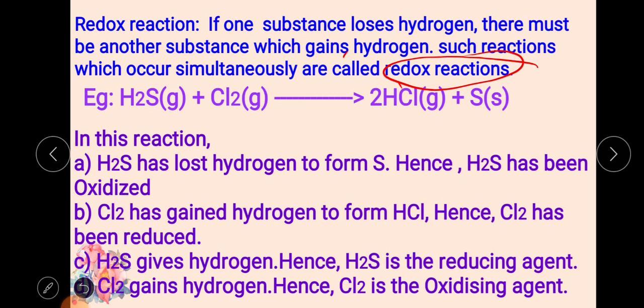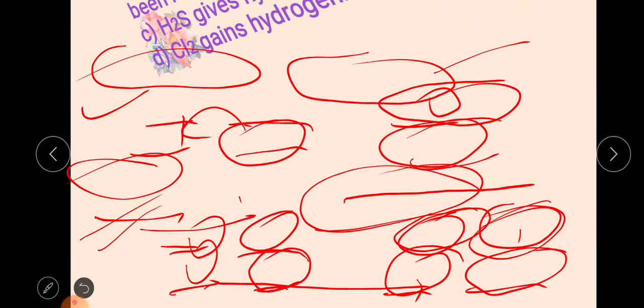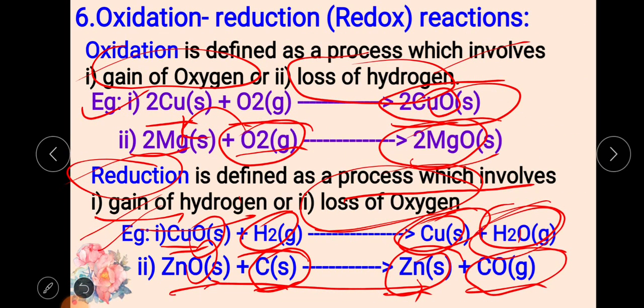How can we say that? How can we know that both occur simultaneously in one reaction? For example, in a previous reaction, copper has gained oxygen and becomes copper oxide, and in another reaction, zinc oxide has lost oxygen and becomes zinc only.